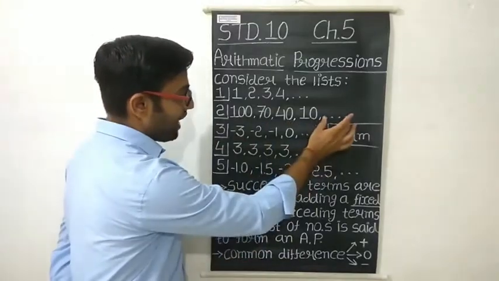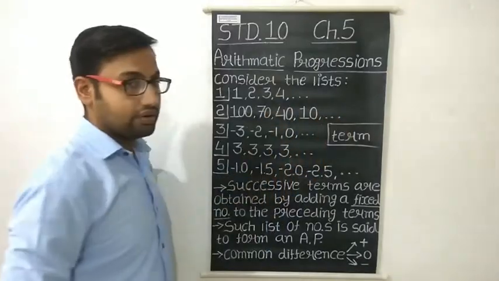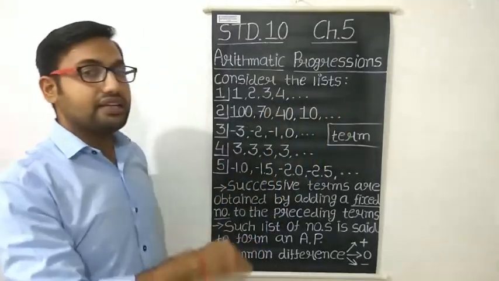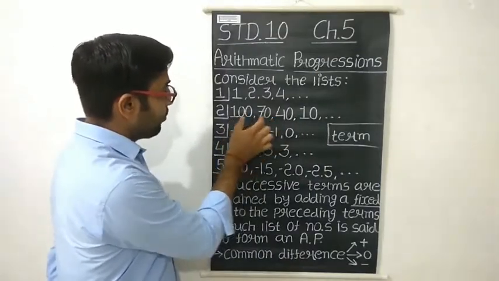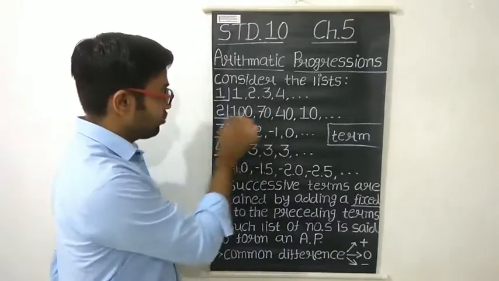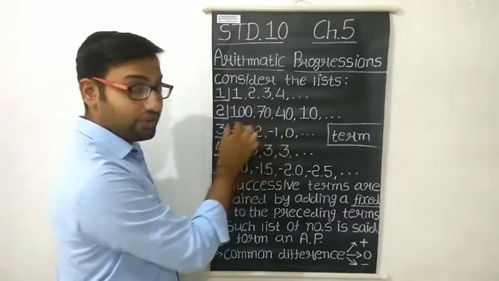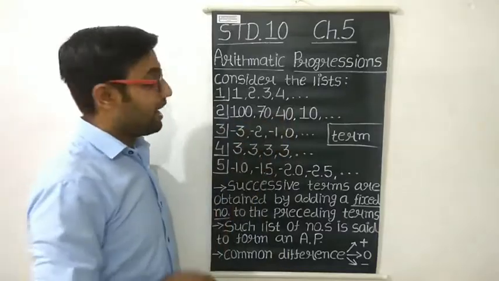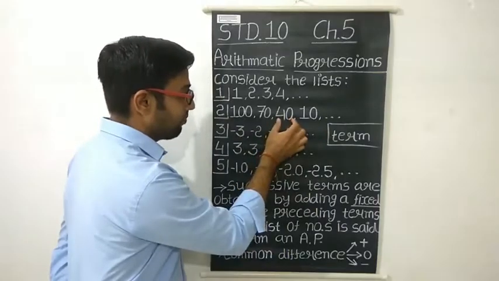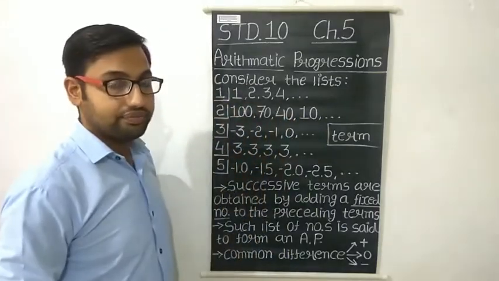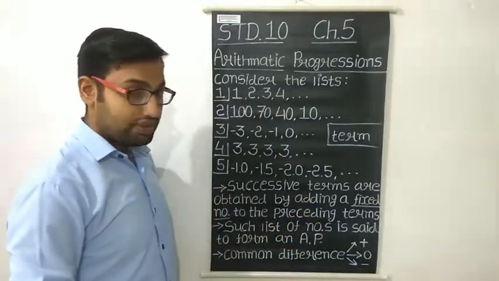And what we have to add to this number so that we get the next number? We have to add minus 30. Why minus 30? Because to get this number, we have to add minus 30 to this. To get this number, we have to add minus 30 to this. And to get the 10, we have to add minus 30 to this number. Okay? So now you got the idea what the meaning of this is.